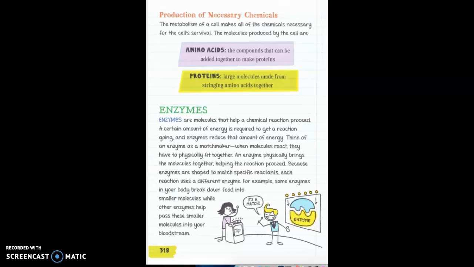Because enzymes are shaped to match specific reactants, each reaction uses a different enzyme. For example, some enzymes in your body break down food into smaller molecules, while other enzymes help pass these smaller molecules into your bloodstream.